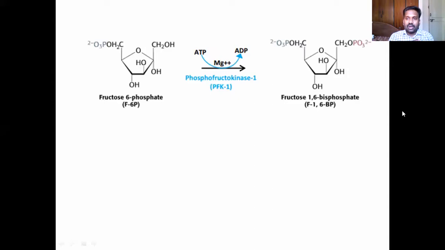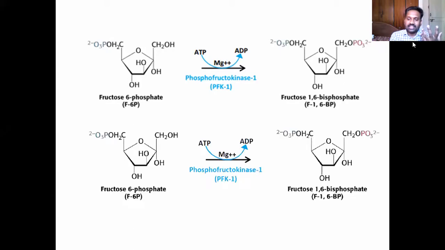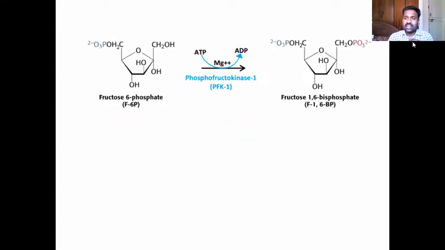The third step of glycolysis is one more phosphorylation. This is the second phosphorylation happening, right? Because the first phosphorylation happened when glucose was converted to glucose 6-phosphate. Now fructose 6-phosphate is getting converted to fructose diphosphate, 2 phosphate groups. One more ATP is used up, and the phosphorylation happens now at the 1st position. So the product is fructose 1,6-bisphosphate, also called bisphosphate. Sometimes it can also be called biphosphate.